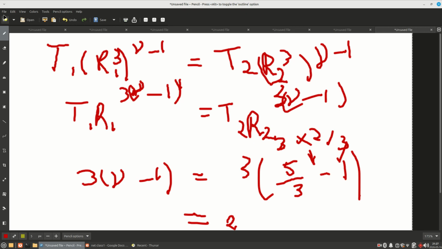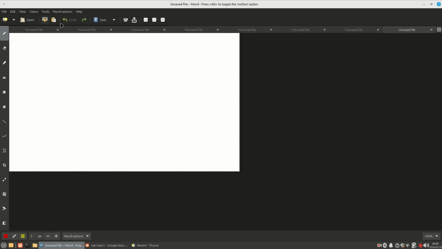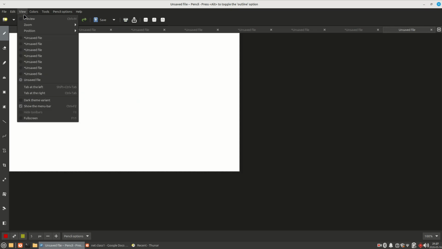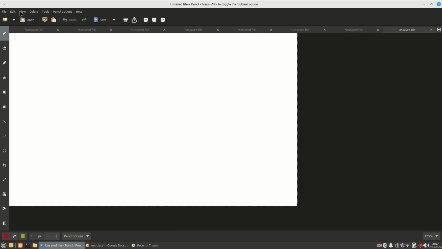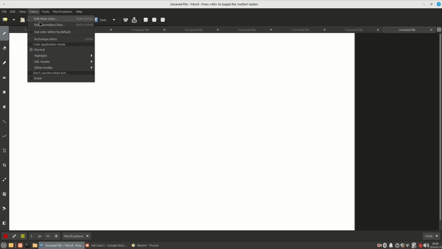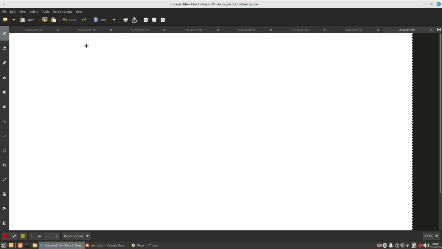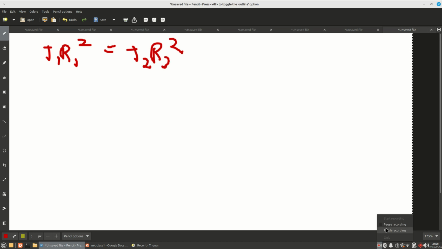So let's open another blank image once again and zoom in. So the formula becomes T1 R1 squared equals T2 R2 squared. So we get here T1 R1 squared, T2 R2 squared.